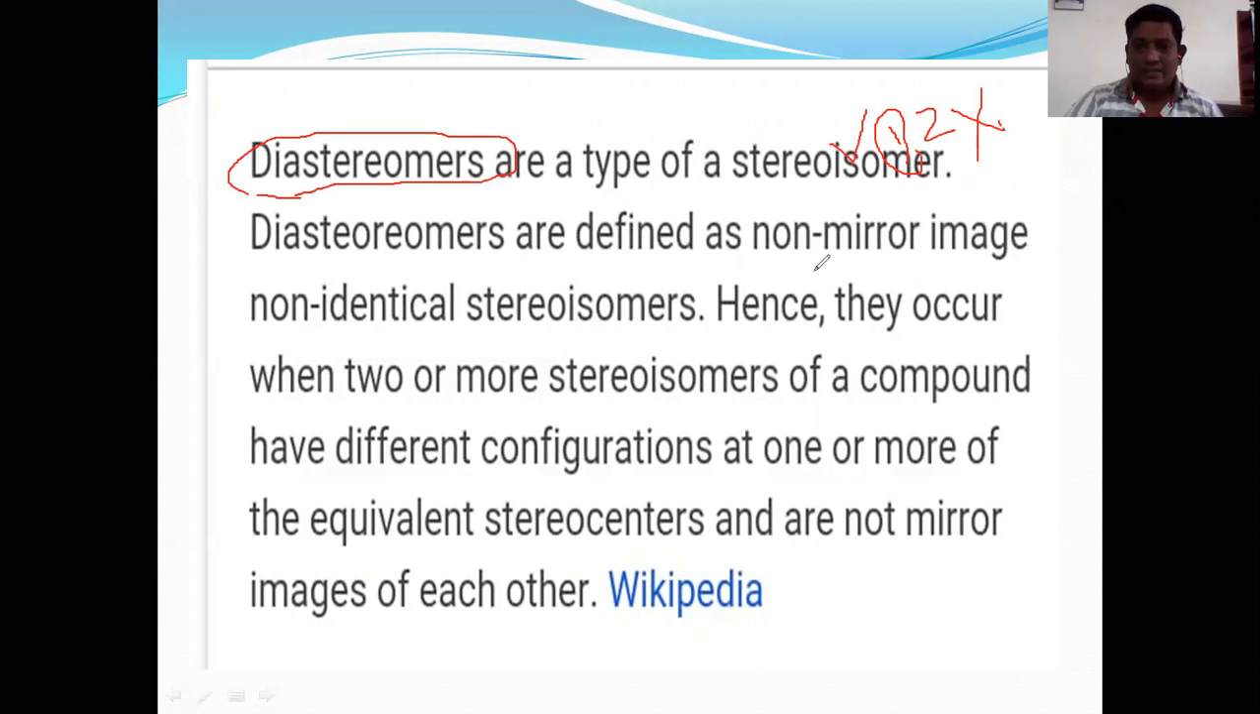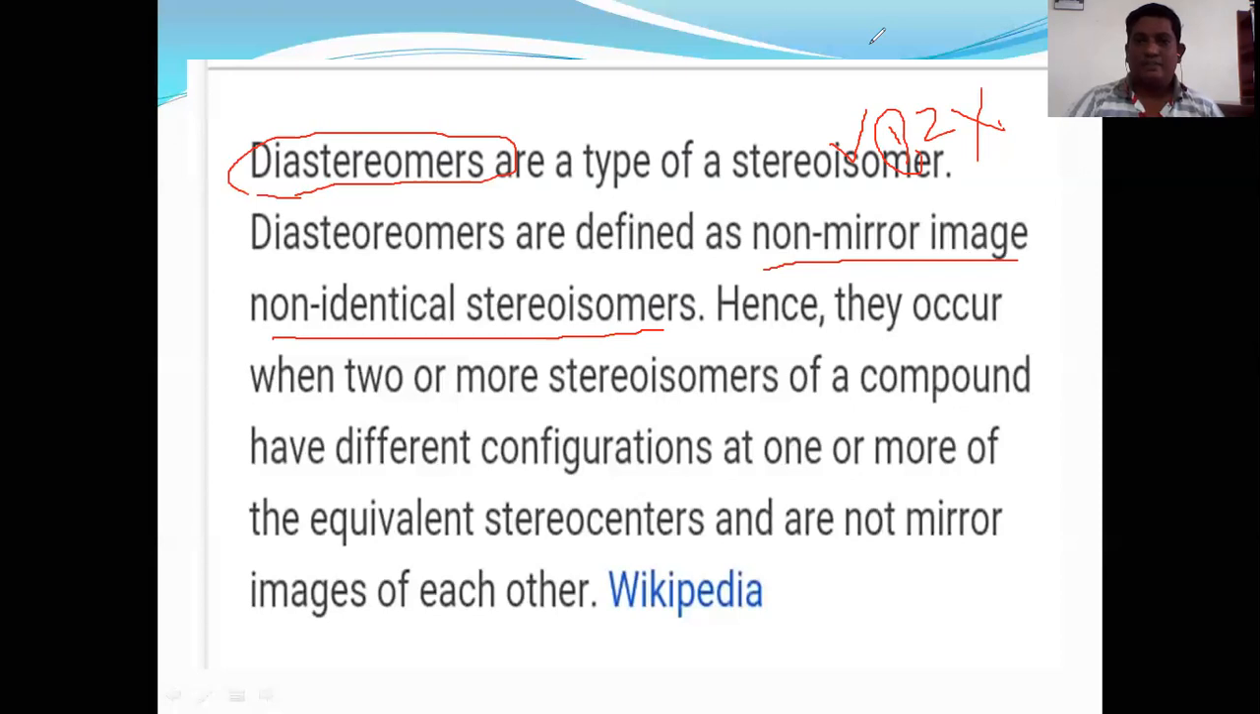The next condition is having non-mirror images. A and B are non-mirror images, non-superimposable, non-identical structures. What is known to be a diastereomer? Simple. Diastereomers are non-mirror images, non-superimposable and non-identical stereoisomers.